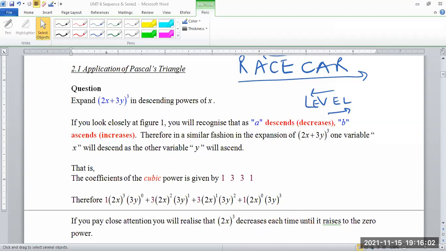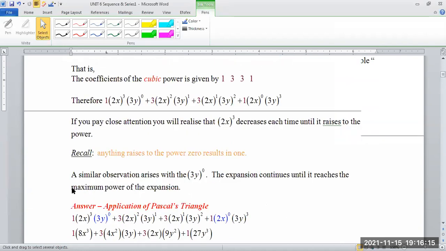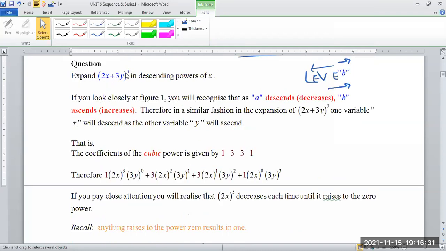So if you pay close attention, you'll realize that 2x raised to the third power decreases each time until it is raised to the 0 power for the last term. And recall that anything raised to the power 0 results in 1. Just remember that. A similar observation arises with 3y to the 0. The expansion continues until it reaches the maximum power of the expansion. So every time, 3 plus 0 is 3, 2 plus 1 is 3, 1 plus 2 is 3, and 0 plus 3 is 3. So every time the sum of the powers is supposed to be equal to the overall power.